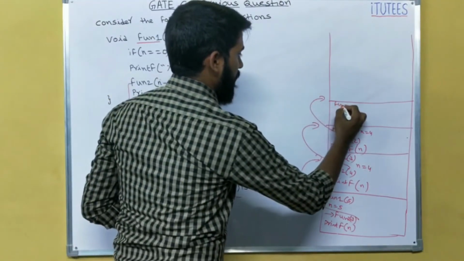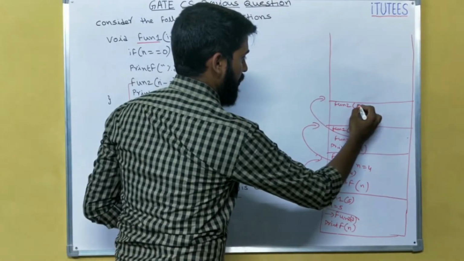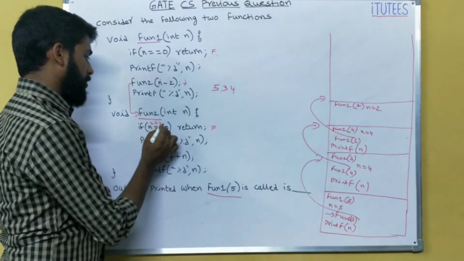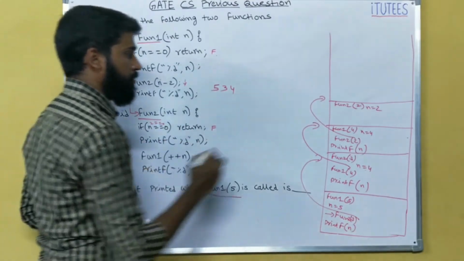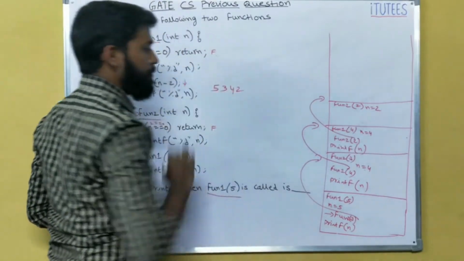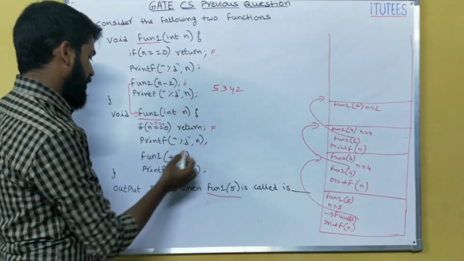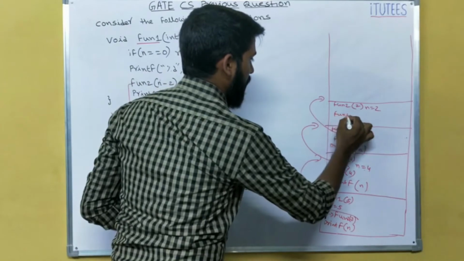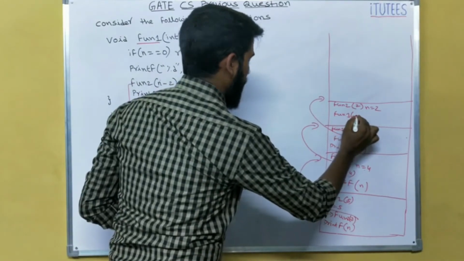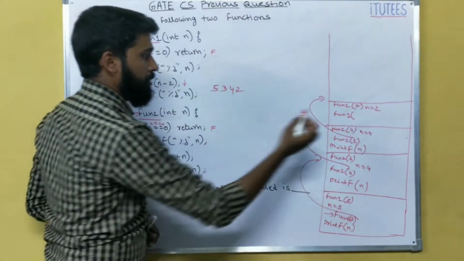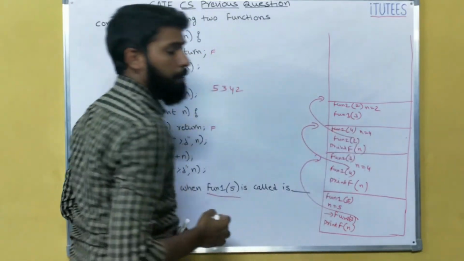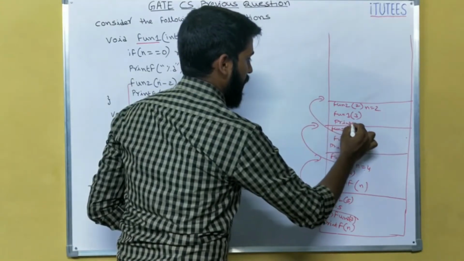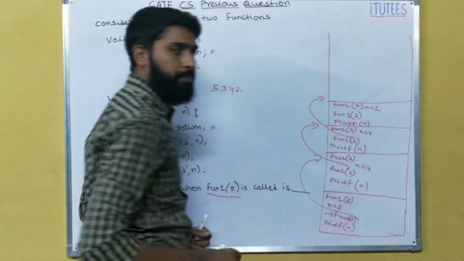Function 2 of 2: what is the n value? n equals 2. 2 equals 0, false, printf 2. 2 is printed. After that, function 1 of plus plus n, so again another function call occurs. What is the n value? 2, plus plus means it becomes 3. And this is the balance instruction we are going to execute.